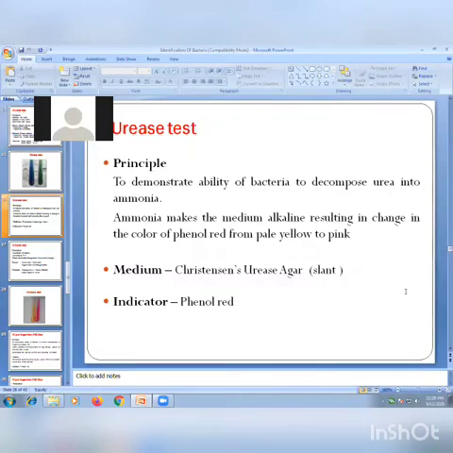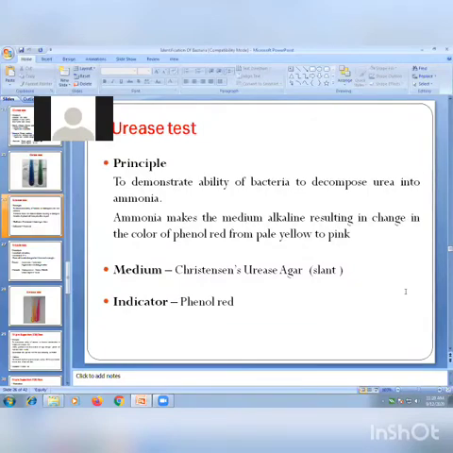Now the next one is the urease test. Principle: to demonstrate the ability of bacteria to decompose urea into ammonia. Ammonia makes the medium alkaline, resulting in a change in the color of phenol red from pale yellow to pink. Few bacteria have the ability to synthesize the enzyme urease. The urease enzyme is synthesized, which converts urea to ammonia. Whenever ammonia is produced, pH is increased, alkaline pH, and in alkaline condition, the indicator phenol red is pink in color. So a change in color, yellow to pink, indicates a positive test.